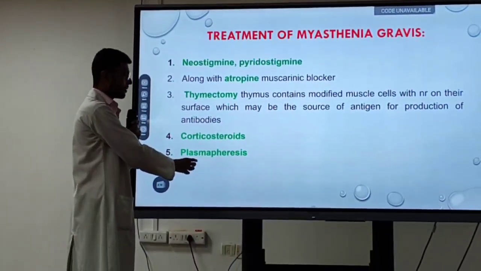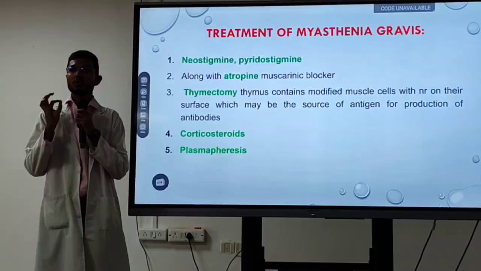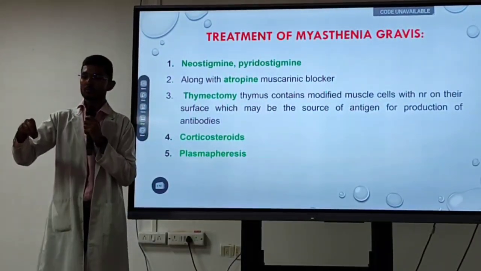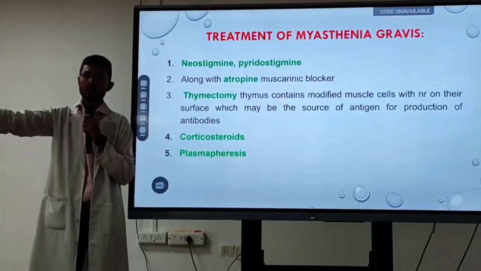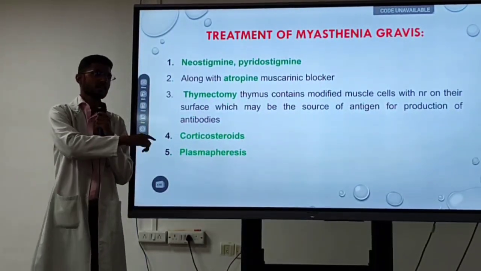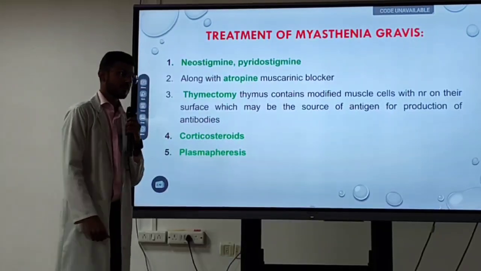What is plasmapheresis? Plasmapheresis is a procedure in which you take out blood from a person, remove a particular component out of the blood and re-enter the remaining blood into the person again. So here we are removing antibodies.